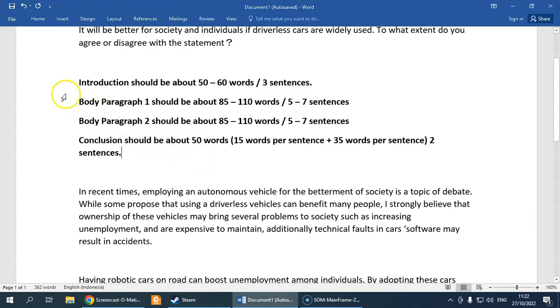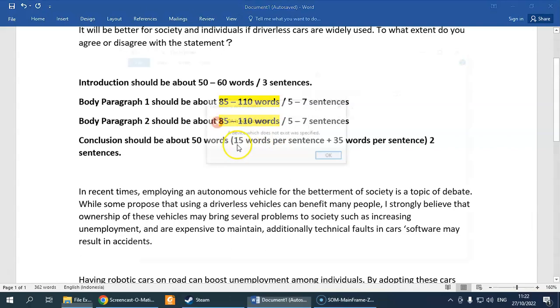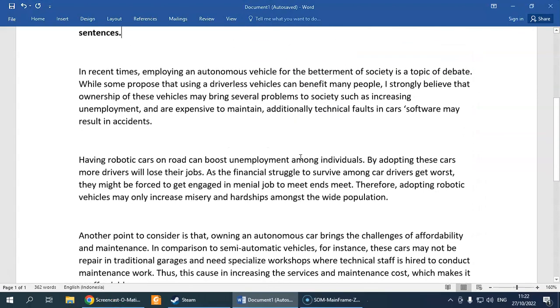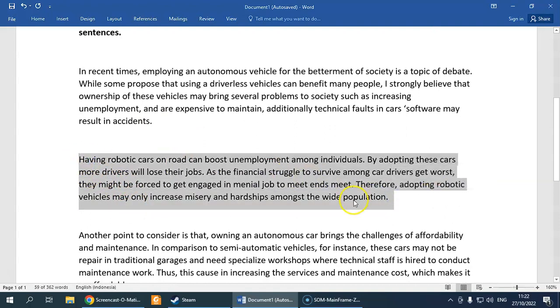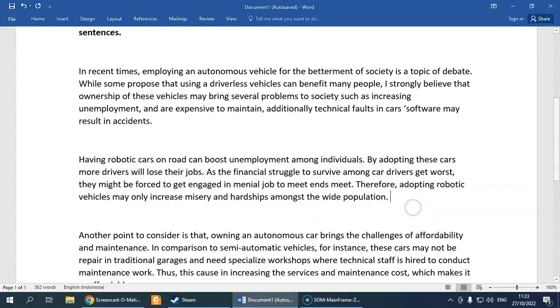So this, if you write a four paragraph, you will have more words here. You will have more words here, 85 to about 110, and you will have more sentences, okay? 5 to 7 sentences. Now, why is this kind of important? Because here when you write about like this, this is five paragraph, right? You only have 59 words here. And you only have 1, 2, 3, 4. You use 4 sentences.